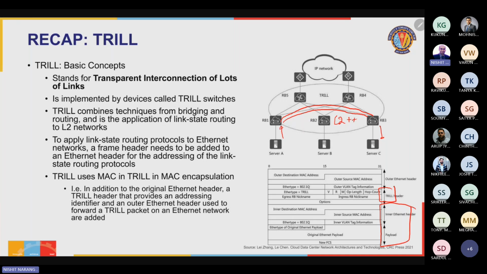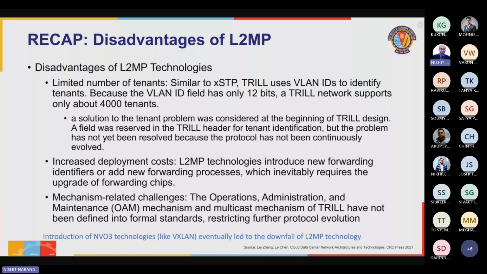We noted that there are still disadvantages of L2MP because it still relied on VLAN to provide multiple virtual networks for tenants, and that was limited because of the limitation in the VLAN ID. The O&M protocols that are required alongside the key protocol never evolved. And in the meanwhile, NVO3 technologies came in and made the L2MP protocol start to lose sheen and interest, and therefore the rest of the aspects of the L2MP protocols never got defined.